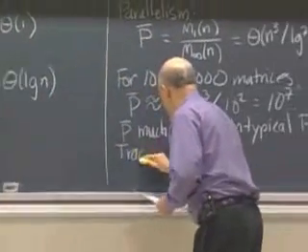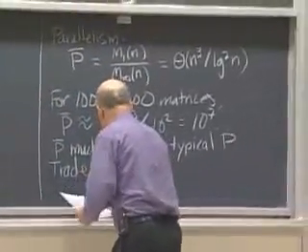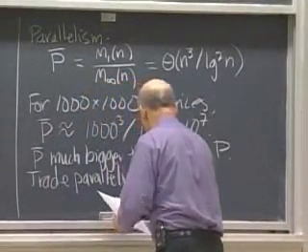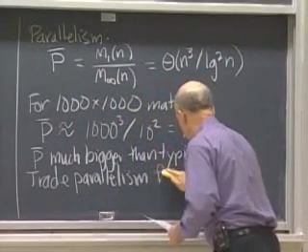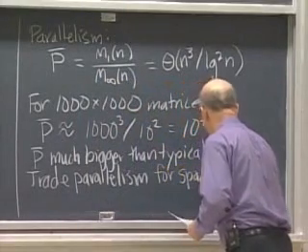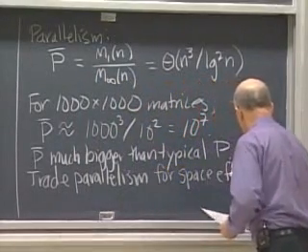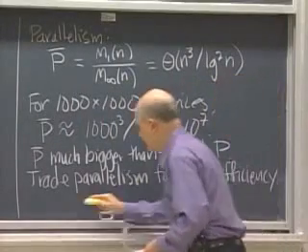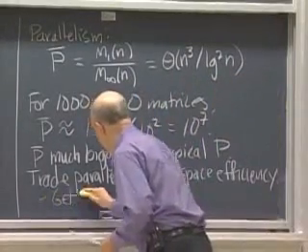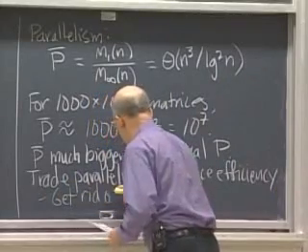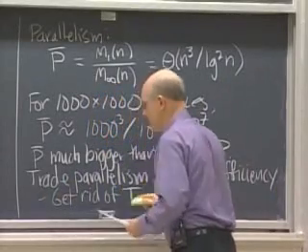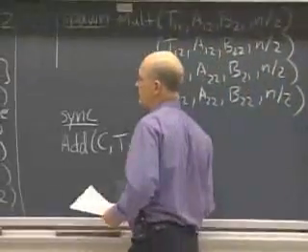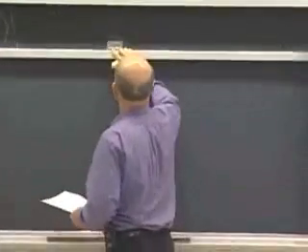So the idea is to get rid of it by trading parallelism, because we've got oodles of parallelism here, for space efficiency. The idea is we're going to get rid of T. Okay, so let's throw this up.